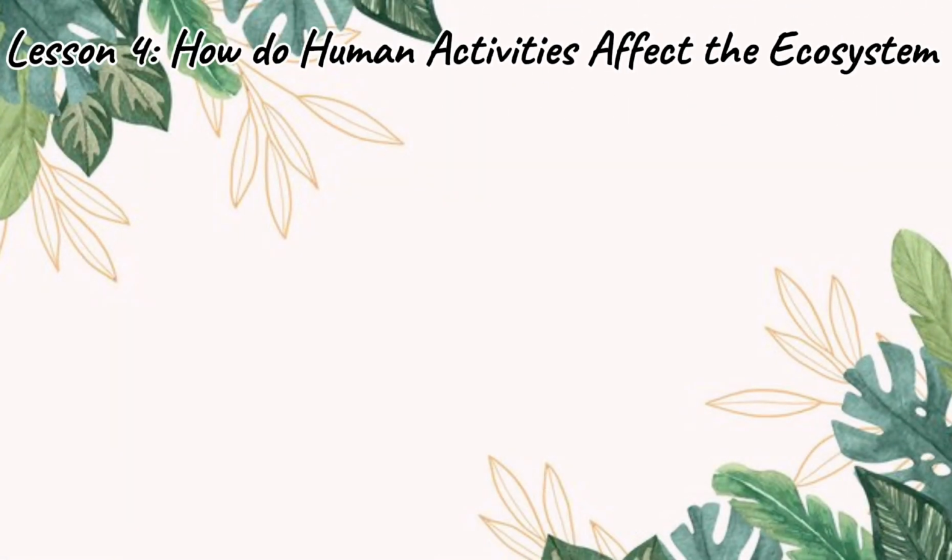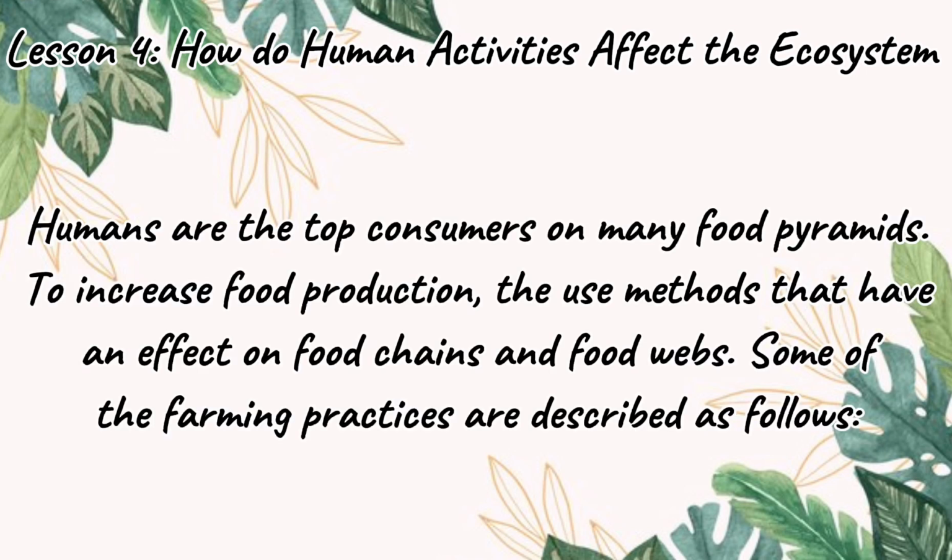Lesson 4. How do human activities affect the ecosystem? Humans are the top consumers in many food pyramids. To increase food production, they use methods that have an effect on food chains and food webs. Some of the farming practices are described as follows.